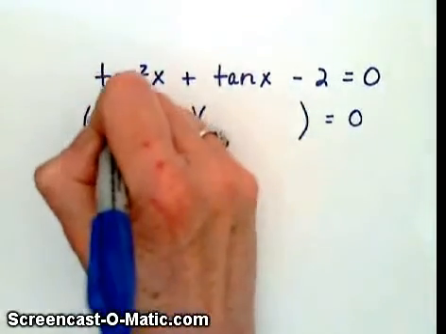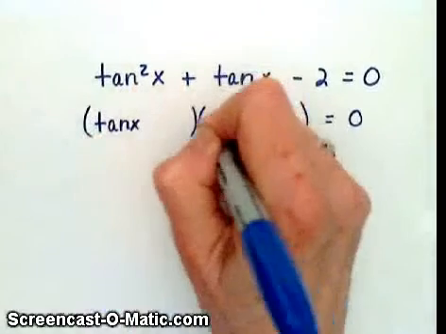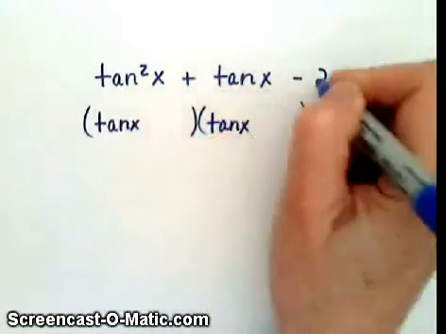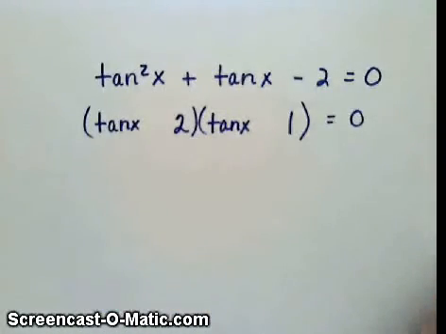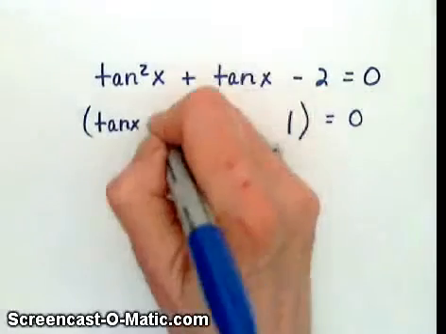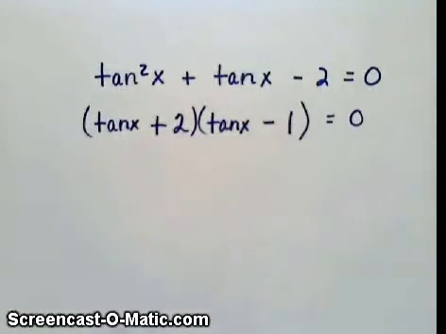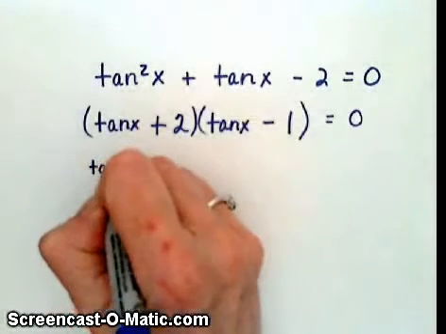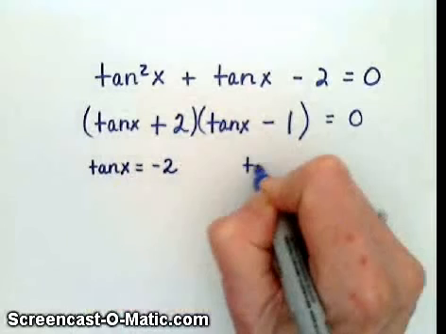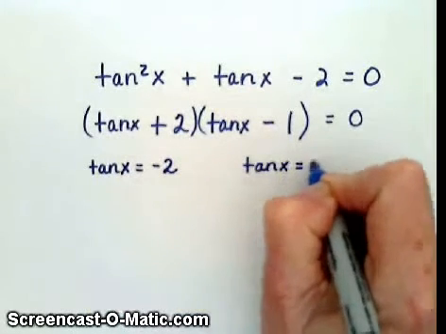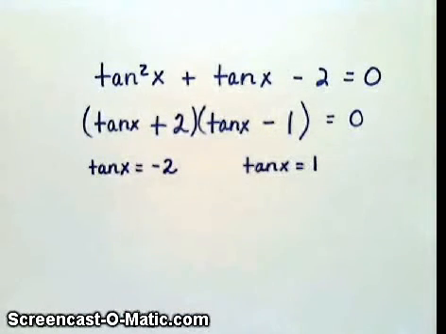Factor the first term, tan x, factor the last term, 2 and 1, because it's prime, and arrange the signs so that you get the middle term. I need a plus 2 minus 1. So this is simple trinomial factoring using the FOIL method. Now, I want to pick up from here because this involves a little extra trig here. Tan of x is equal to -2, and tan of x is equal to 1. That's by setting each bracket equal to 0.